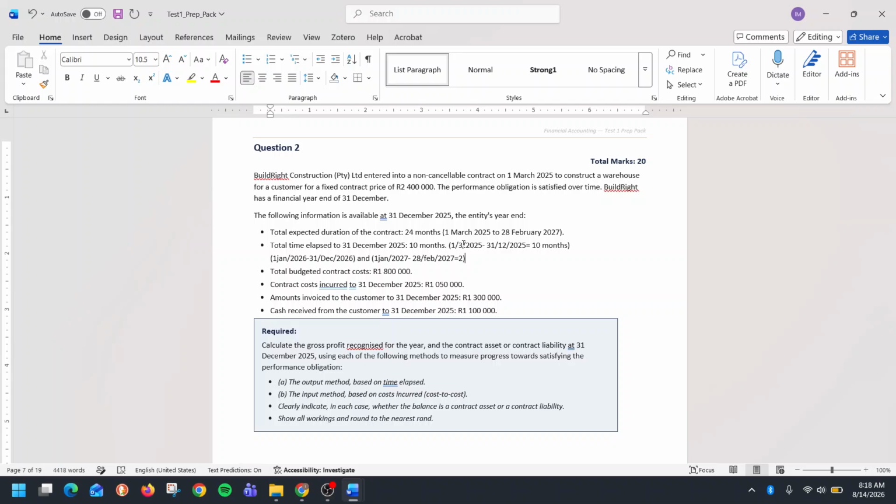So all in all, there are certain figures like this. The total budgeted contract cost is how much we are hoping to spend as our contract cost on the project. And then in 2025, that is how much we actually spent. The expected amount of money is 2.4 million. The amount invoiced to the customer is this much, so we invoiced the customer that much. They didn't say if it's cancelable or what. And then how much we actually received from the customer is 1.1.